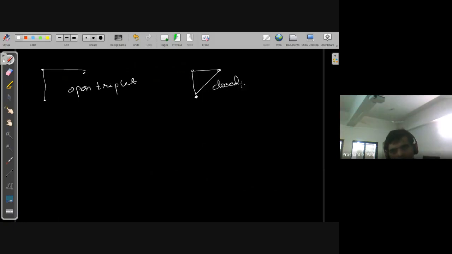If out of the three nodes, two are connected, then it is called an open triplet. And if all three are connected, that means they form a cycle, then it is called a closed triplet. A triangle consists of three closed triplets, one centered on each node, because all the rotations represent the same.